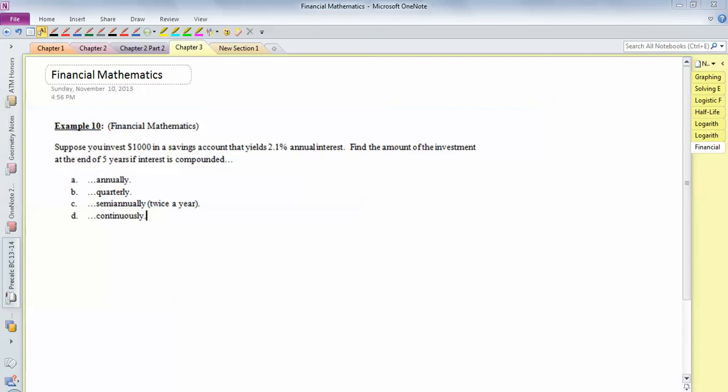Okay, so I want to take a look at some financial math problems, mainly just these investment type problems that you guys have seen last year, but we'll talk about them just to review them.